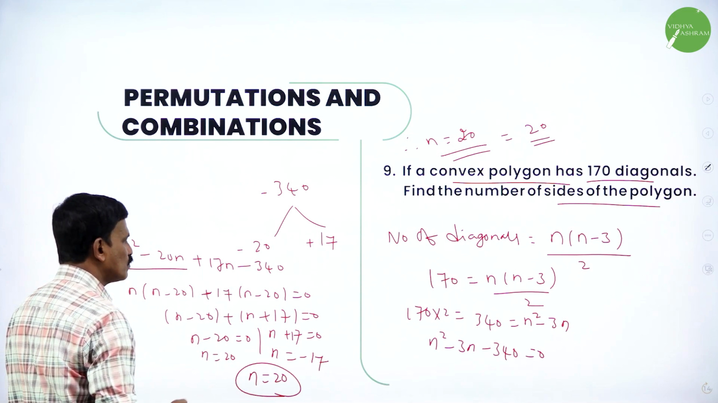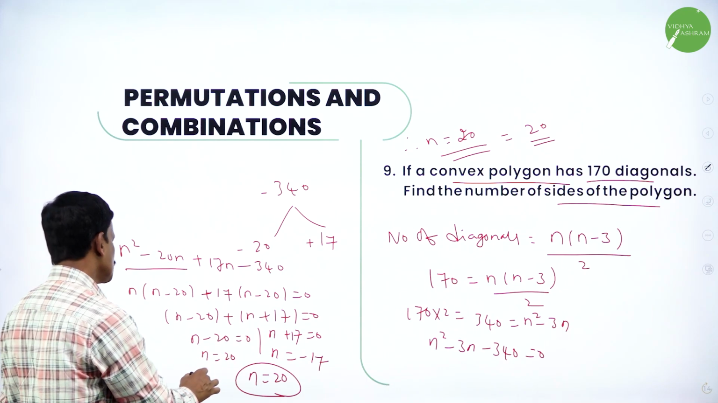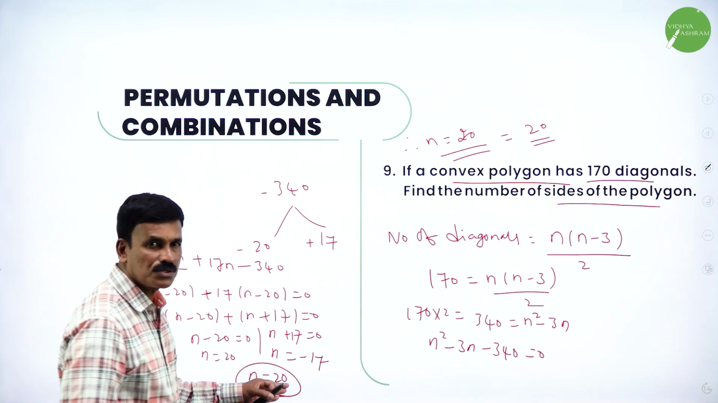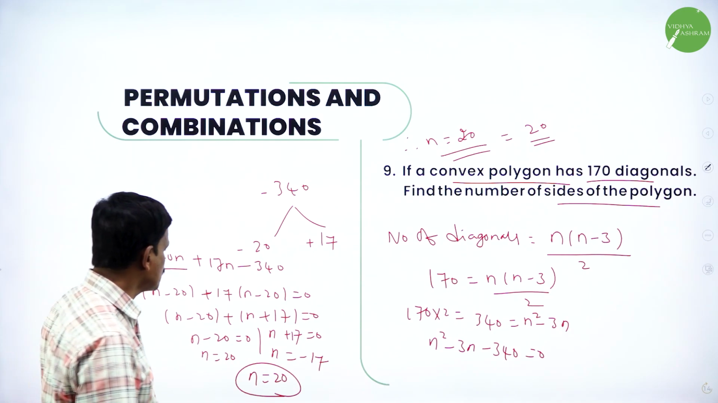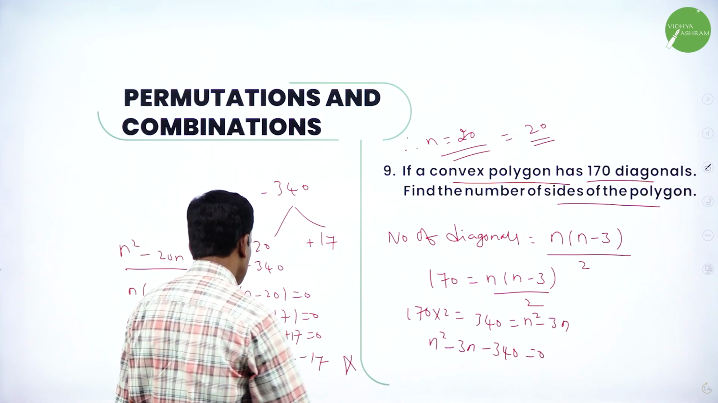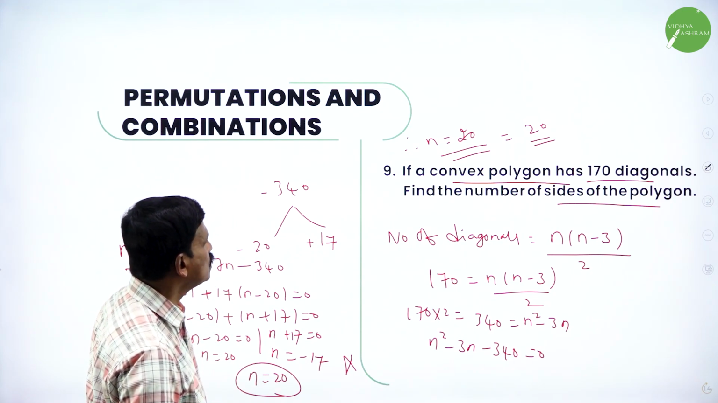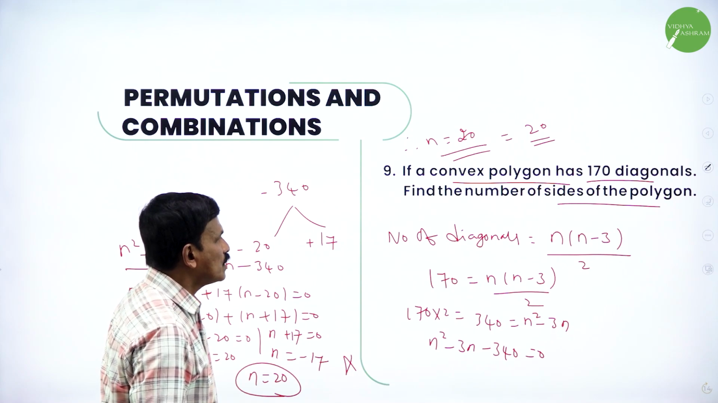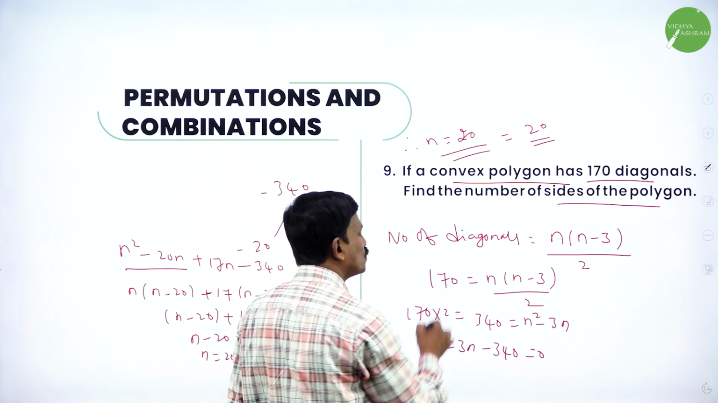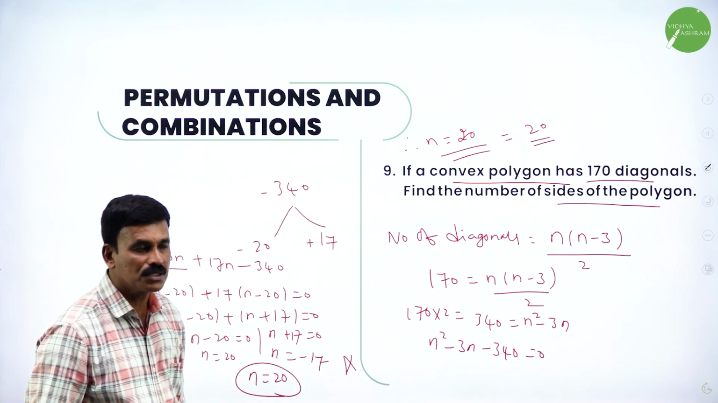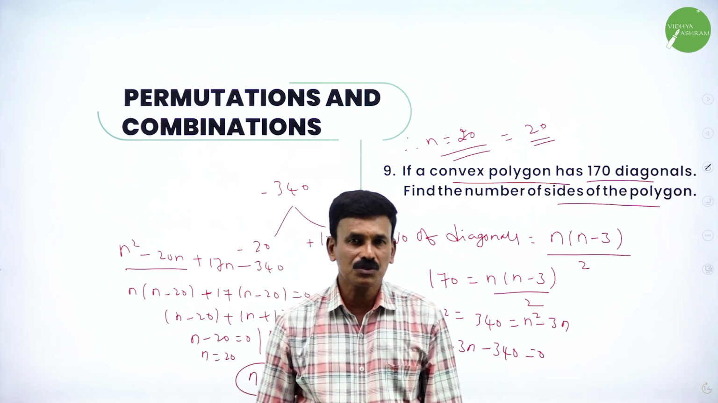Now you can take n common, n minus 20, and 17 common, n minus 20. In these two, n minus 20 is a common factor, into n plus 17 is equal to 0. n minus 20 is equal to 0 or n plus 17 is equal to 0, means n is equal to 20 or n is equal to minus 17. We cannot take negative values. So therefore, n is equal to 20, the number of sides of the polygon. 20 sides are there to draw 170 diagonals. That's it. So this is how we are going to solve this problem.